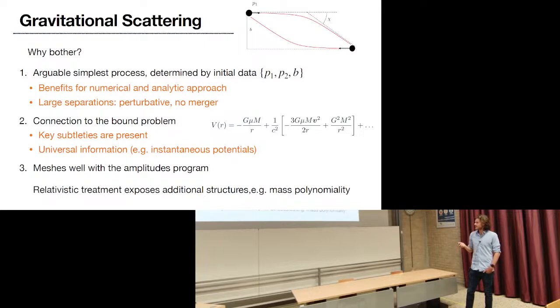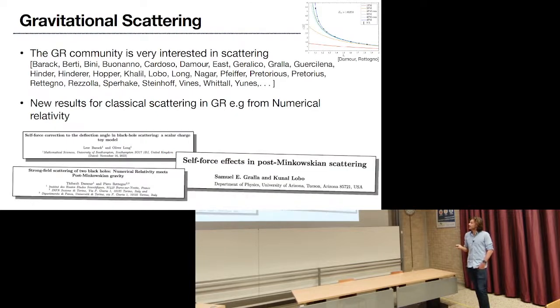And there's a very close relation between the bound and the unbound problem. Sometimes people think about this by some kind of analytic continuation. All right, and for us, the one important point is that it meshes very naturally with a scattering amplitudes program. Also, people in classical GR are very interested in the problem. We also heard earlier from Knorr that people in this community are interested in scattering, which is also very encouraging for us.